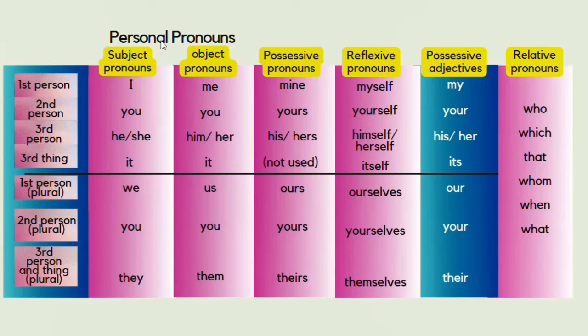We have personal pronouns, possessive pronouns, reflexive pronouns, possessive adjectives, and relative pronouns. In relative pronouns, we do not have first, second, and third person, so I have kept it at the very end. Whereas these other types of pronouns have the first, second, and third person, singular as well as plural. So this was all about pronouns.